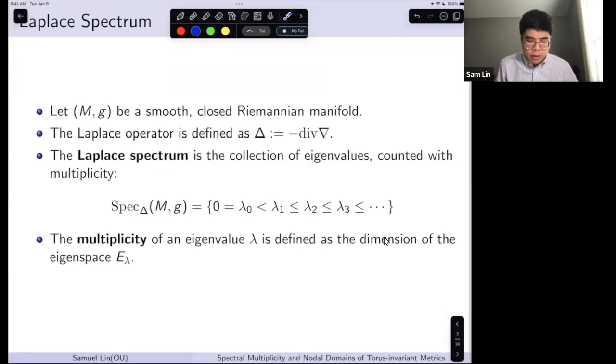In this talk, we let the Laplace operator be minus divergence of gradient. Because our manifold is compact with no boundary, the Laplace spectrum is discrete. So we have the following form of the spectrum: 0 is the zeroth eigenvalue, this is less than lambda1, less than or equal to lambda2, and so on. And the multiplicity of an eigenvalue lambda, like the matrix case, is defined as the dimension of the corresponding eigenspace.